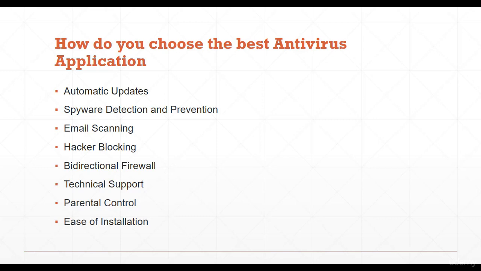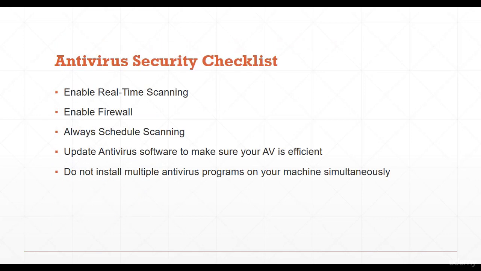The next is the spyware detection and prevention mechanism, which should come inbuilt as part of the antivirus application itself. It should also have things like email scanning, hacker blocking, a bidirectional firewall, good technical support, and parental control just to keep a watch on the kids so that they don't become part of, or become victimized by, any sort of malicious activity. And last but not least is the ease of installation.